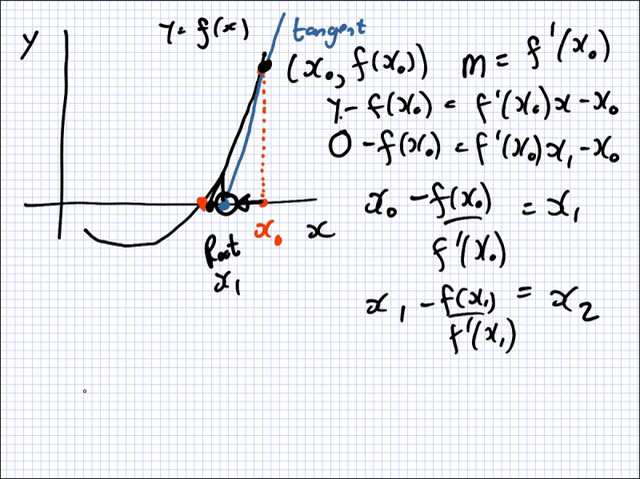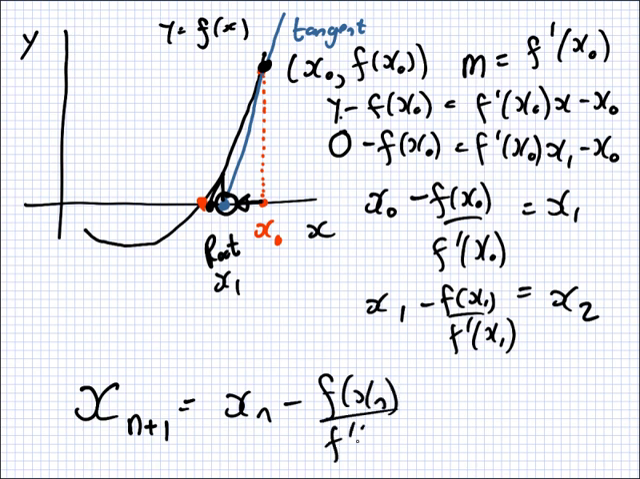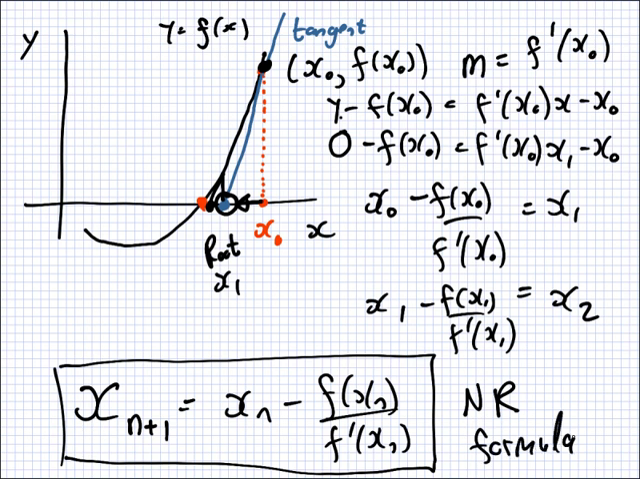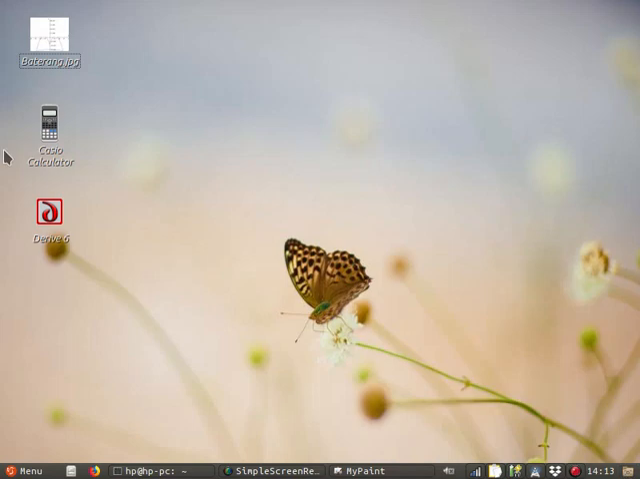So you have this formula called the Newton-Raphson formula, which says x(n+1) equals xn minus f(xn) over f'(xn). This is the Newton-Raphson formula. Now, I'll give you an example of how to use it in a minute, once you have what you need written down.